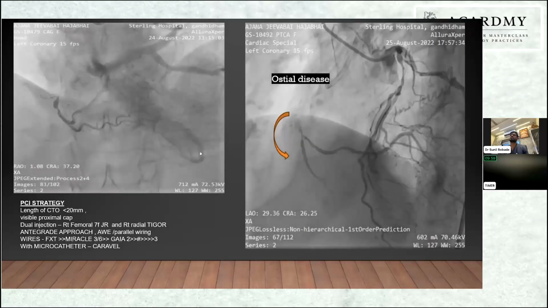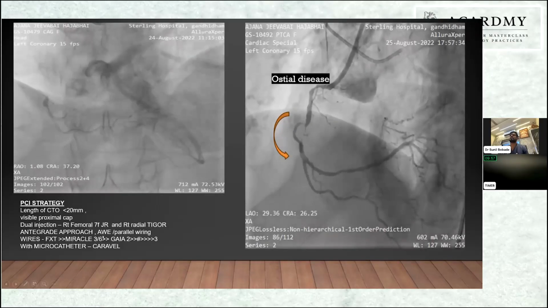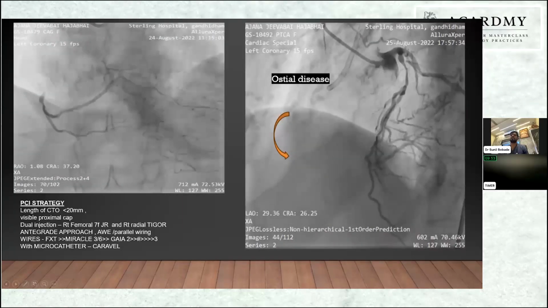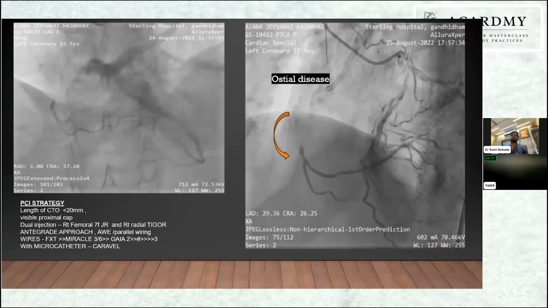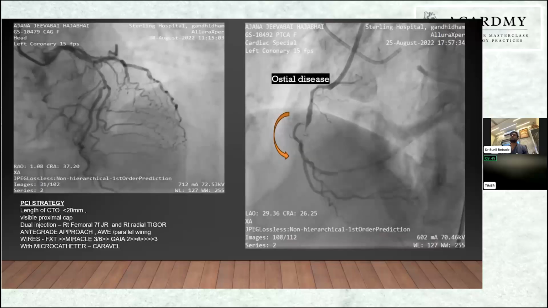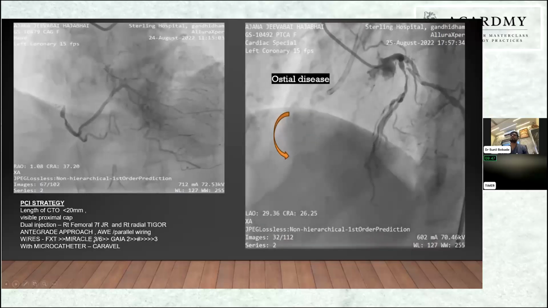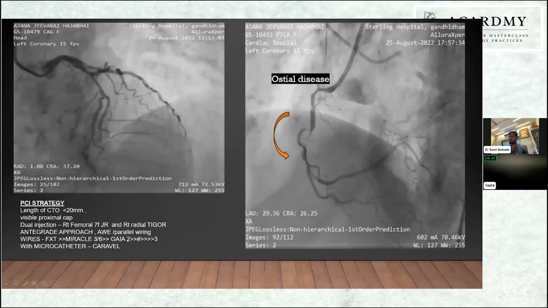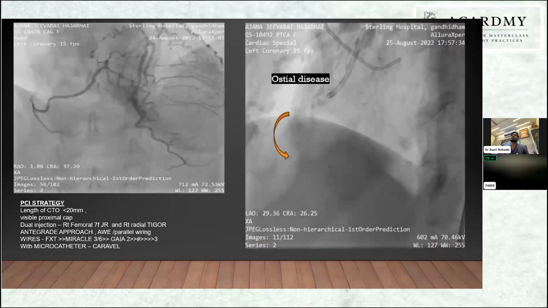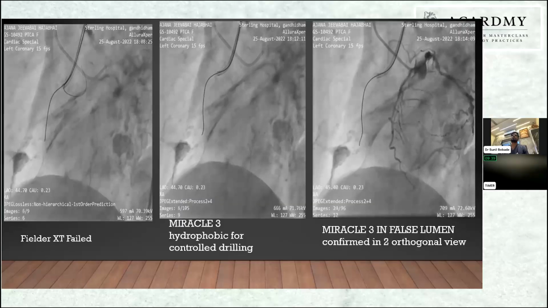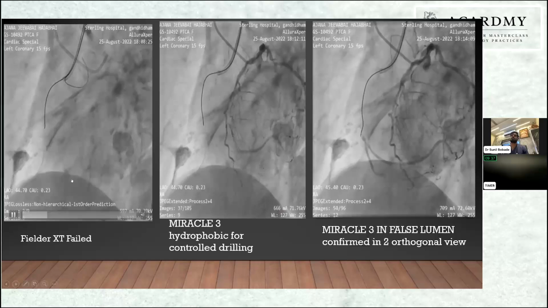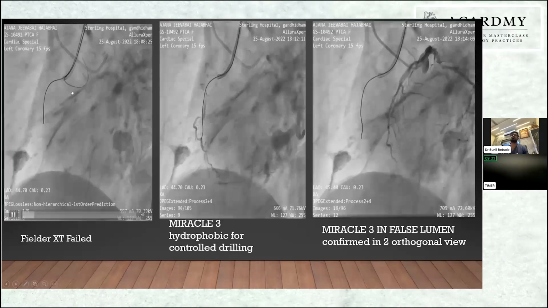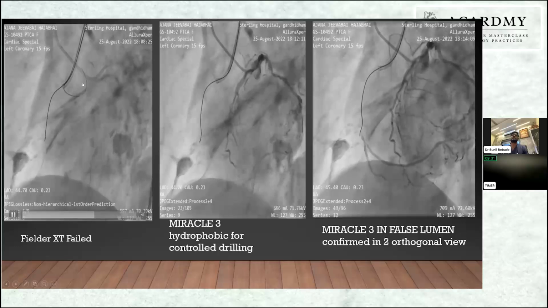In this case, our plan was to go antegrade wire escalation first, then parallel wiring, and if required, ADR. So the wires we kept in backup. We started with Pilot 200, Miracle 3.6, and Gaia 2 and 3. And the microcatheter was Caravel. Initially we started with Pilot 200 considering the micro channels, but Pilot 200 failed to cross.